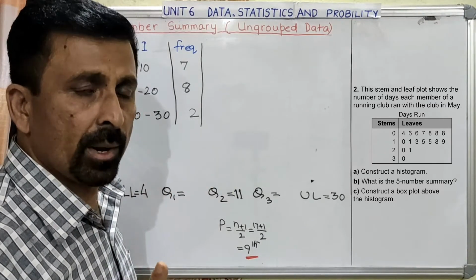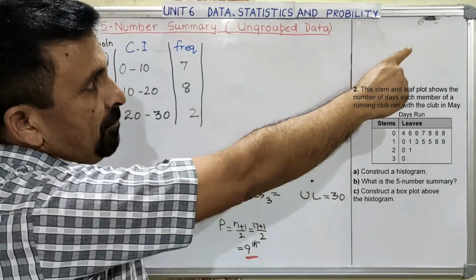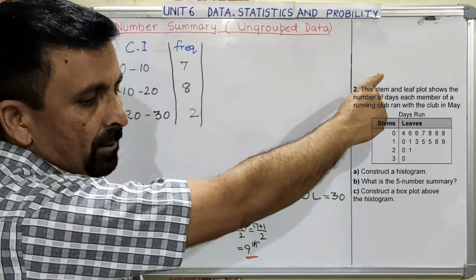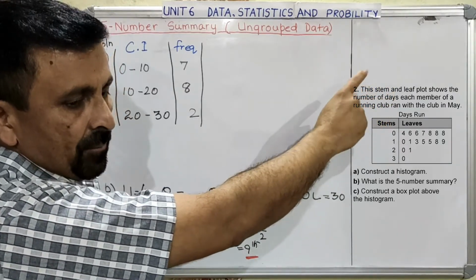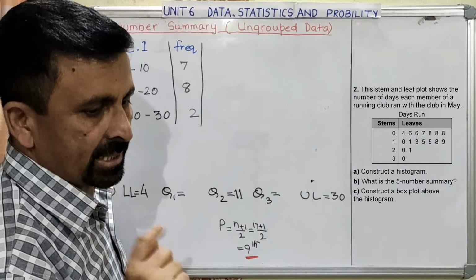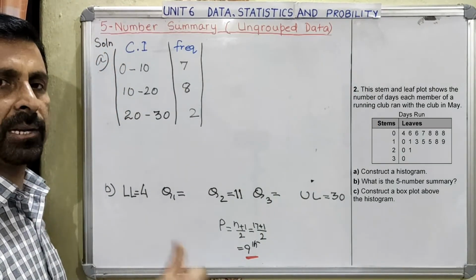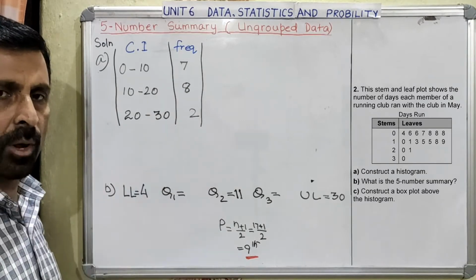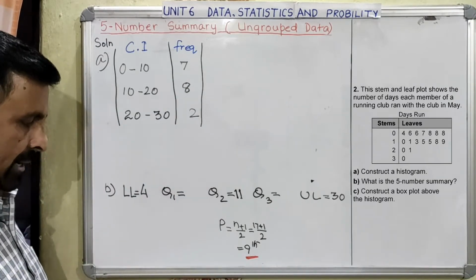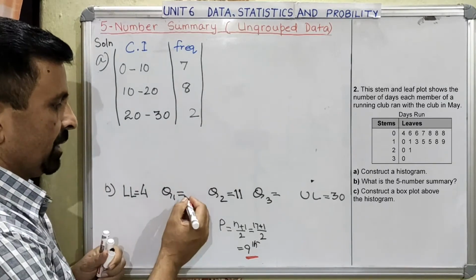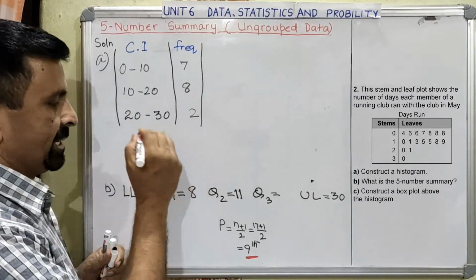The position for Q1 is the 5th position. Now go to the leaf part and start counting from 4 and go up to the 5th position. The 5th position, your data is 8. And in the stem part it is 0 only. So when you combine these two, it remains 8 only, and that becomes your Q1. So your Q1 is 8.